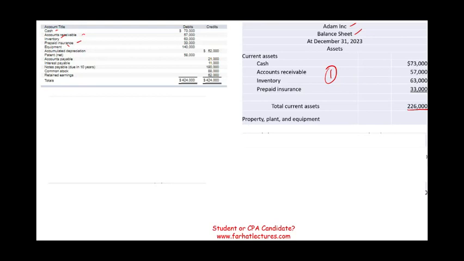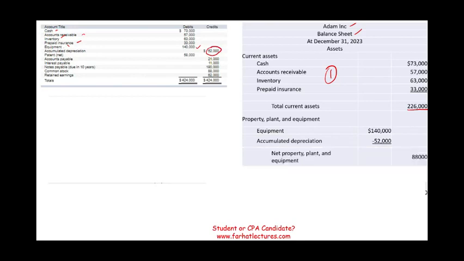So let's see what we have. Obviously, I already showed you we have property, plant, and equipment. So equipment, we have 140,000. We're done. What comes with the equipment? Oftentimes, with the equipment comes accumulated depreciation. It's a contra asset. It's going to reduce the equipment, and it's going to give us net property, plant, and equipment. So 140 minus 52 equals 88,000. So this is net property, plant, and equipment.